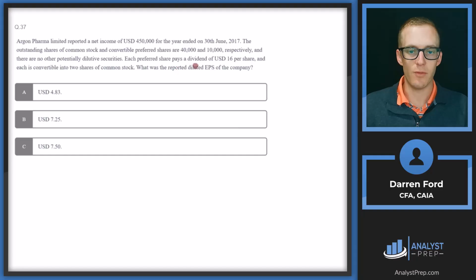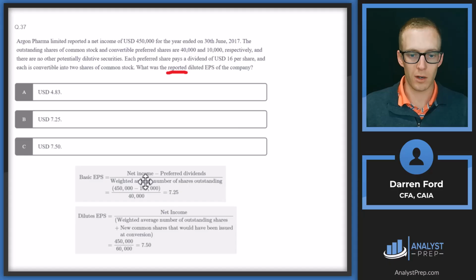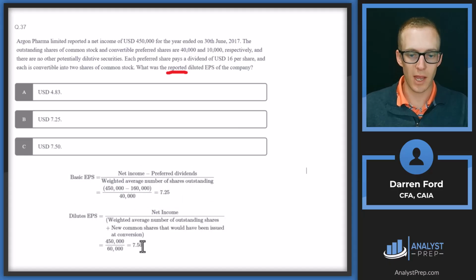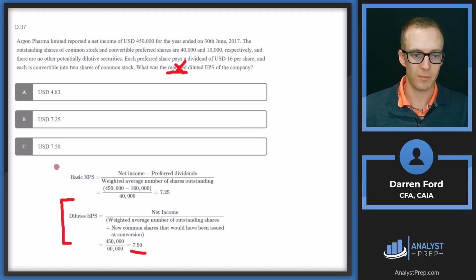So one word that is very important here is the reported diluted EPS. When we're asked for reported diluted EPS, that's going to include 2 calculations. We have to calculate our basic EPS and our diluted EPS. And if diluted EPS is higher than basic, then our reported is going to be our basic EPS. If this didn't ask for reported, then all we would have to do is calculate the diluted, and this would be our answer. But we're going to be going with B here because we got basic EPS under this.